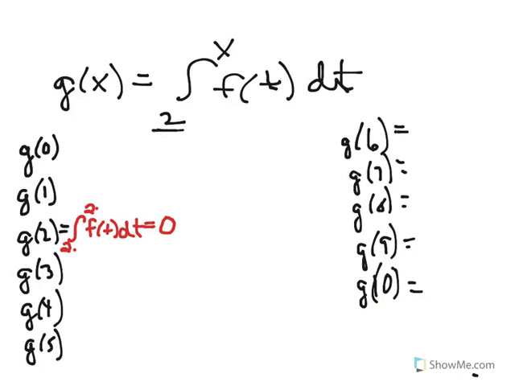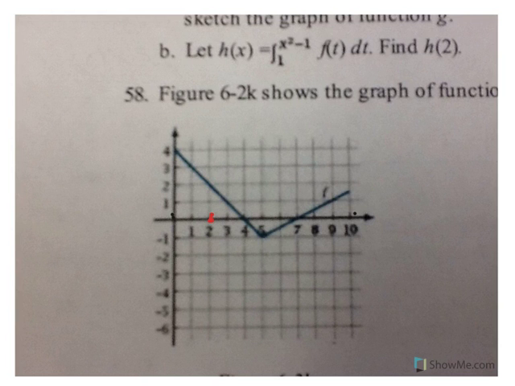Let's do the second part next, which says G3 is going to be the integral from 2 to 3 of f of t dt, which means I have to find the area under the graph between 2 and 3. So it's this area right here. So it looks to me like it's exactly 1 1/2 or 1.5 right up top here. That region looks like 1.5 is the area in that region.